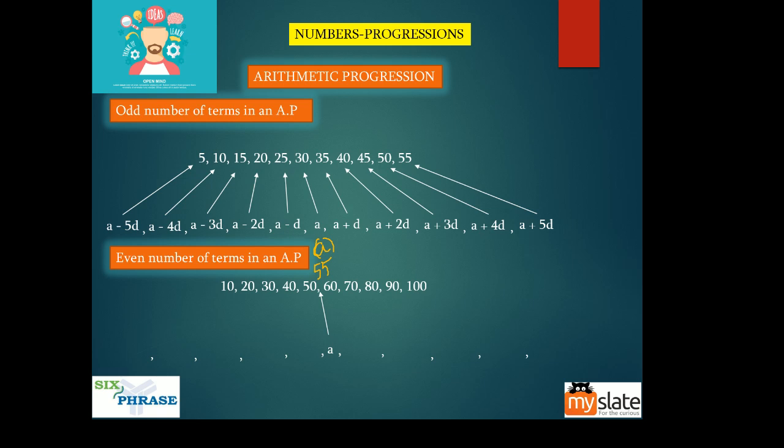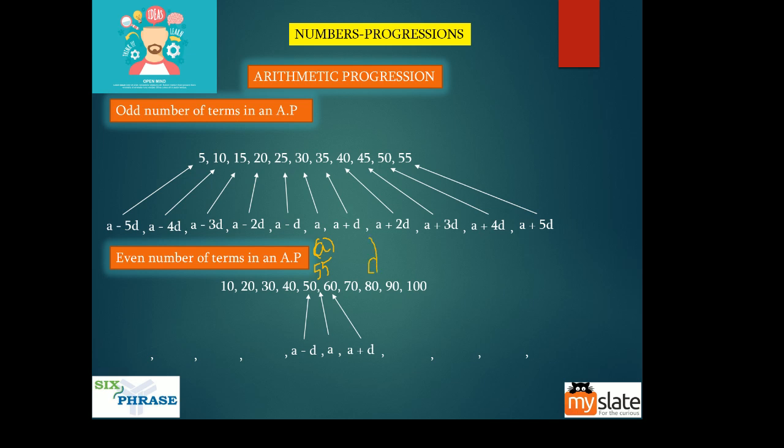It is plus 5, right? So that is D. So A plus D is nothing but 60. A minus D is nothing but 50. Yes, so A plus D is 60, A minus D is 50, because D is 5.